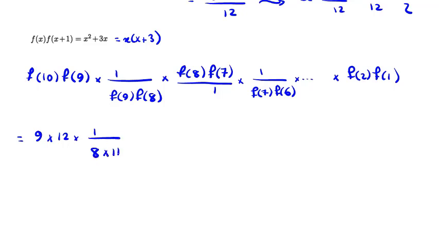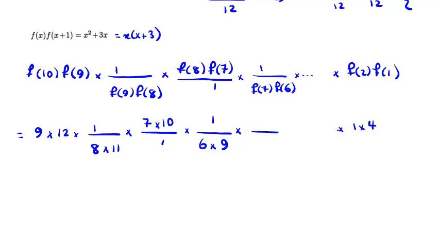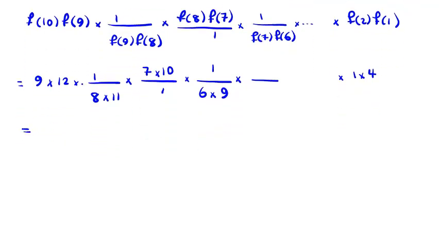Here it is 8 times 11 times, it is 7 times 10. And this one will be 1 over 6 times 9. And then you write like this, all of them. And the last one, f of 2, f of 1 equals 1 times 4. And now we can see, okay, 9, 7, you have 9, 7, 5, 3, 1, the odd part, times 12, 10, 8, 6, 4, the even part.